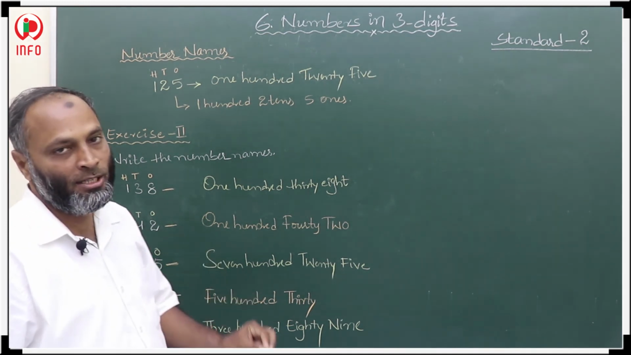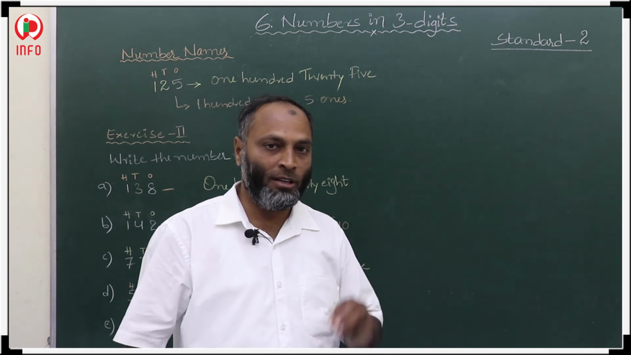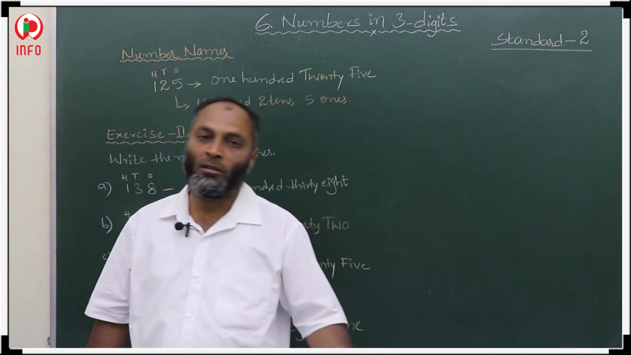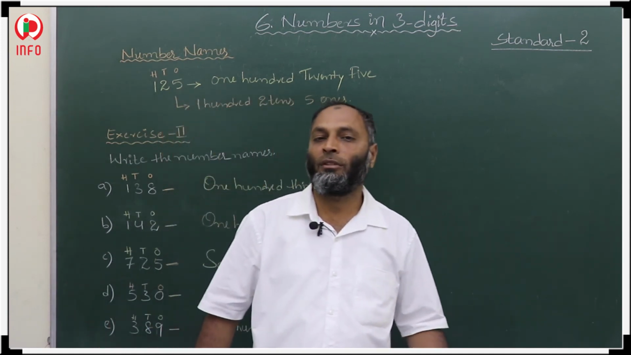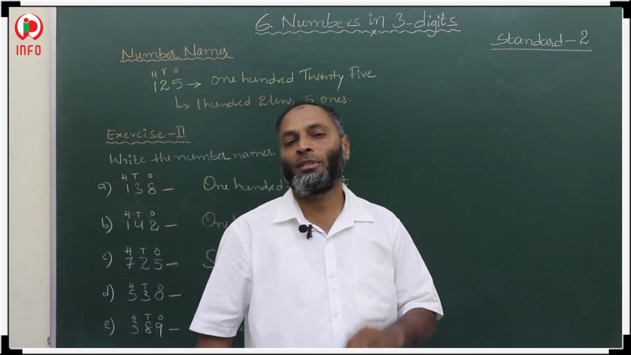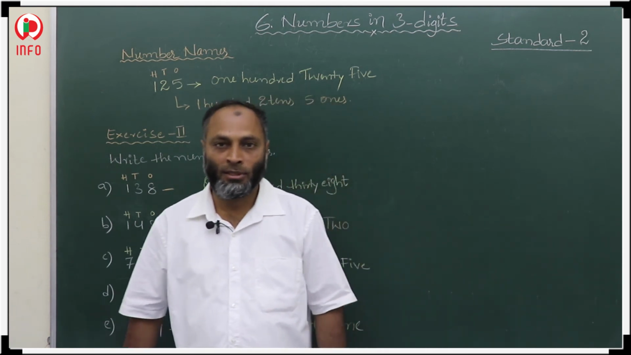So in this way we have to write the number names. What is there in hundreds place, that we have to write. If 5 is there, 500. If 7 is there, 700. The remaining 2 digits, how to read them we know, 2-digit numbers that we have to write in words. So we have to write the given number names in this form. Okay, students.